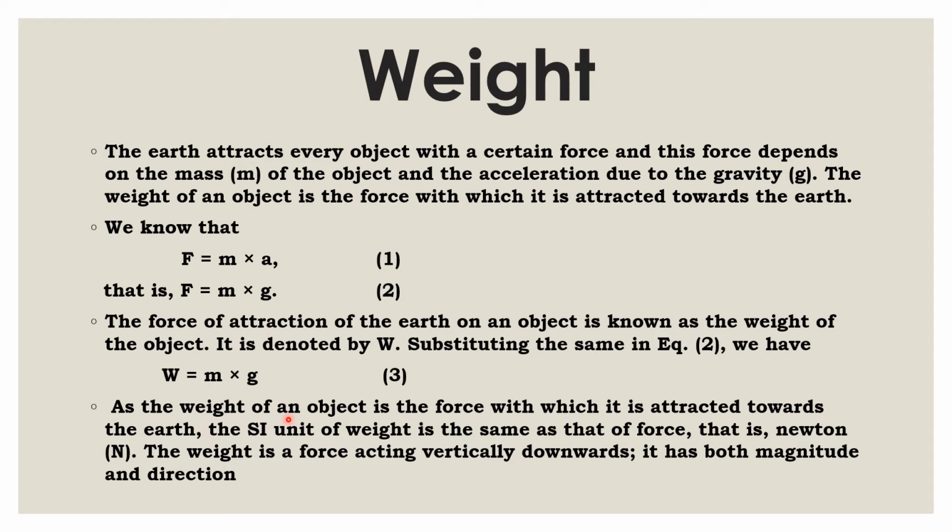As the weight of an object is the force with which it is attracted towards the earth, the SI unit of weight is the same as that of the force, that is Newton. The weight is the force acting vertically downwards, that is, we are always attracted towards the earth, so the force acts vertically downwards. It has both magnitude and direction.